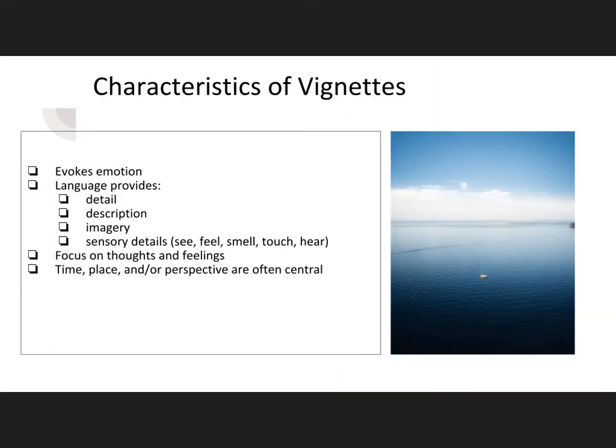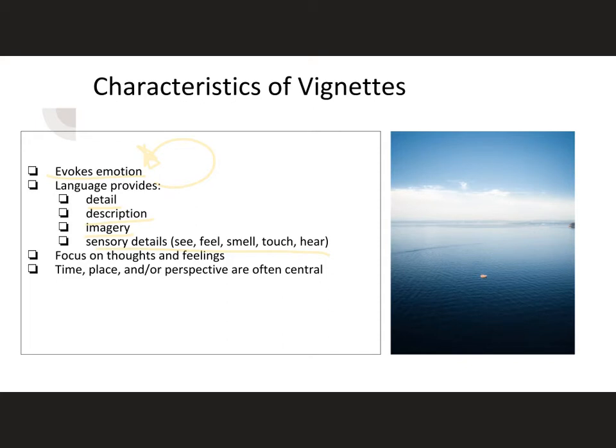All right, next up, characteristics of vignettes. Basically, the biggest characteristic is that a vignette's got to evoke emotion. So that should be front and center when you're telling your story. What's the emotion that you're driving for? The language in vignettes that often helps evoke this emotion is detail and description. The biggest thing is there's imagery. And another huge one is sensory details. If the viewer or the listener can see, feel, touch, or hear what's going on, that's the key.